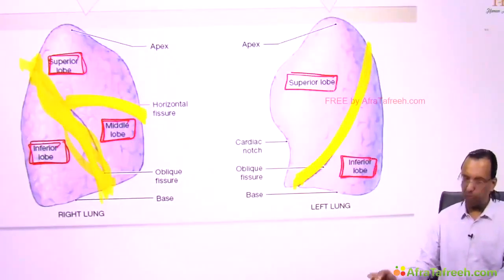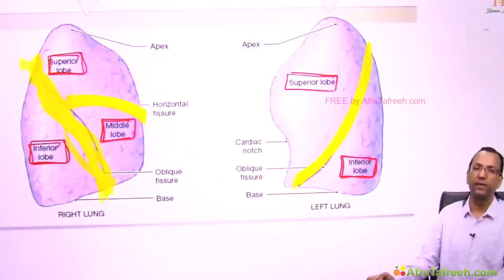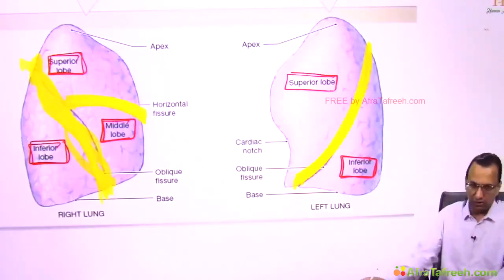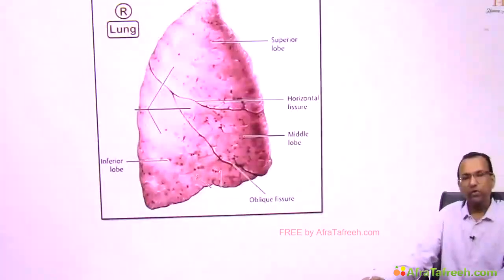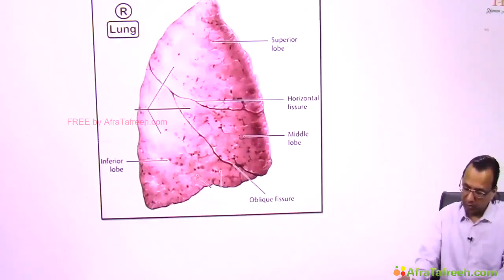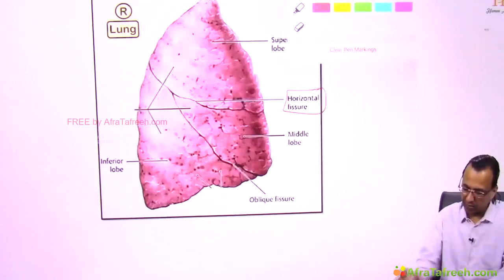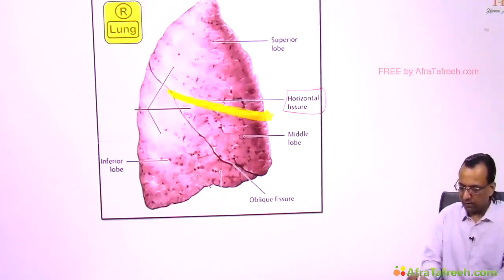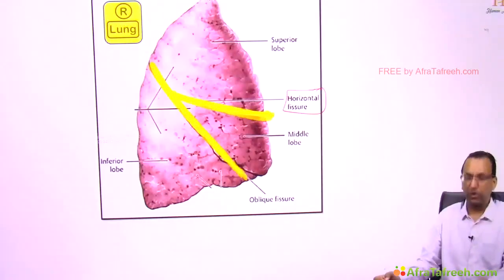Now, once you have known the lobes, you have to discuss the BPS also. Let us talk about the bronchopulmonary segments as well. This is the front view of the right lung, and this is what we will draw. And then we will talk about the BPS also. So there is one horizontal fissure, and there is an oblique fissure. This is what we are going to draw.